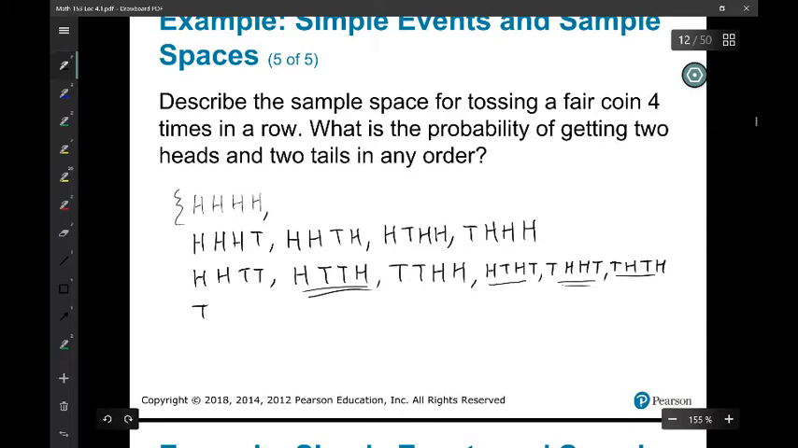So then we could have 3 tails and a head, and then we move the H through. 2 tails, a head, and tails. 1 tail, 1 head, 2 tails. Heads, tails, tails, tails. And then finally, all tails.